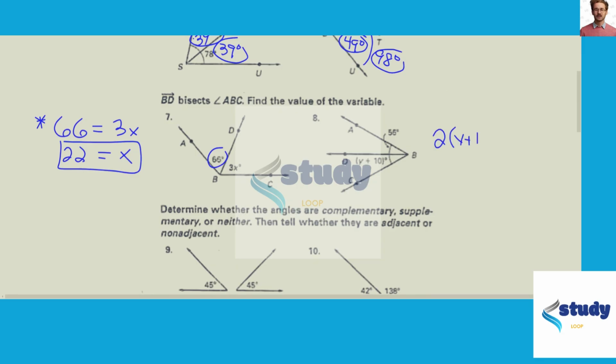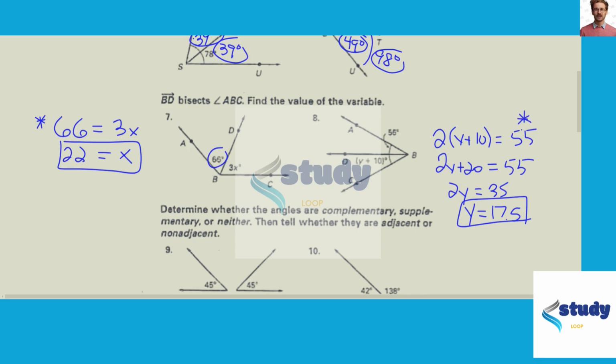And number 8, double the y plus 10, and then you get the entire thing, which looks like 55 degrees to me. But if that's 56, adjust it. Distribute the 2, you get 2y plus 20 equals 55. Subtract 20 to both sides, and 2y equals 35, and then y would equal 17.5 after dividing by 2.